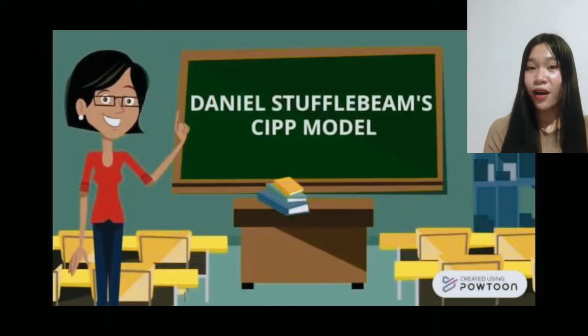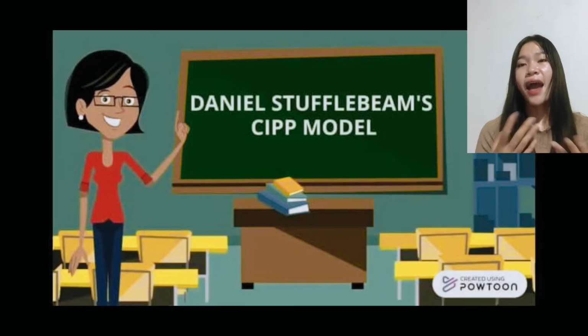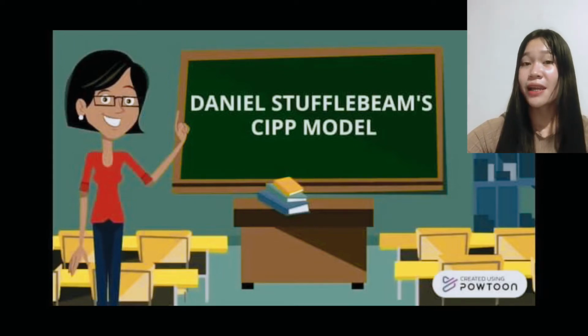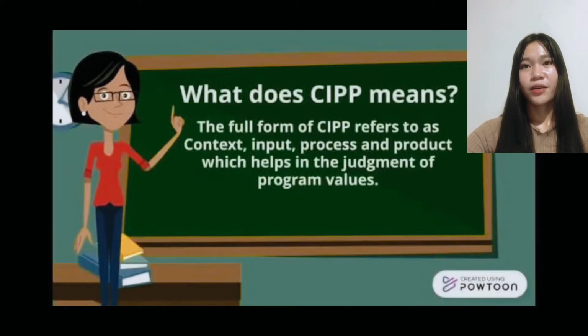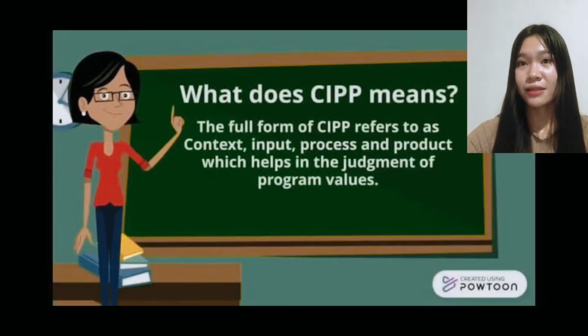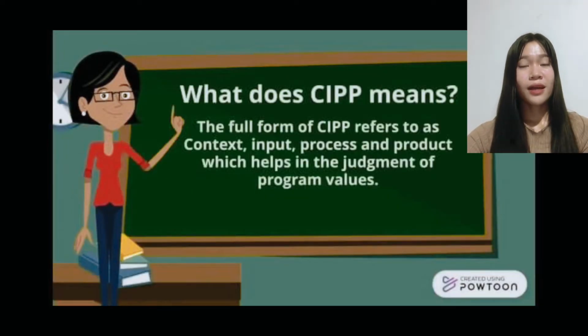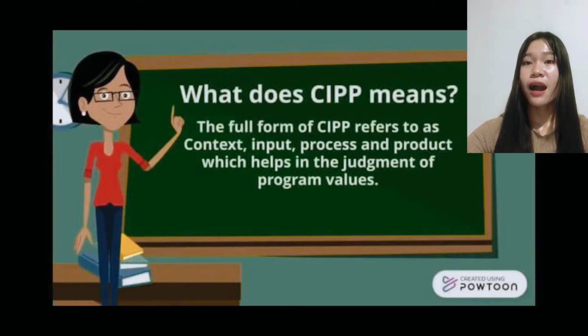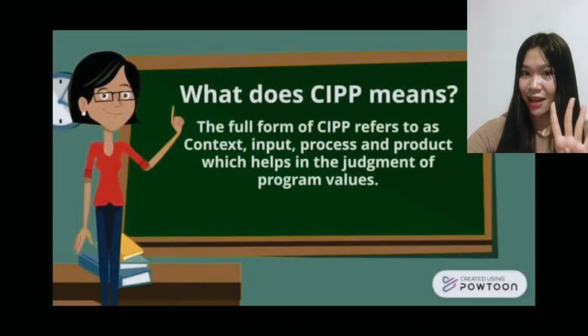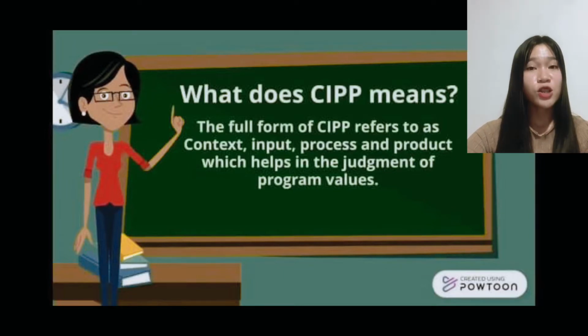Now, let's move on to the third model. We have Daniel Stufflebeam's CIPP model. What does CIPP mean? The full form of CIPP refers to context, input, process, and product, which helps in the judgment of program values.